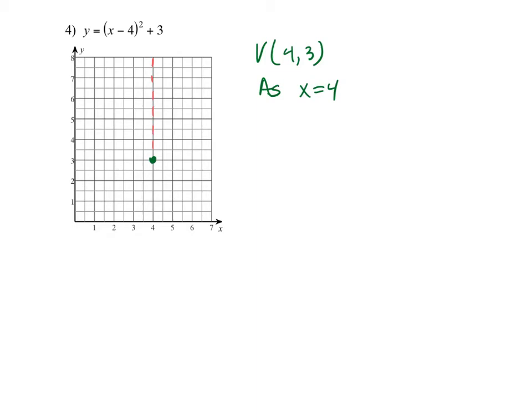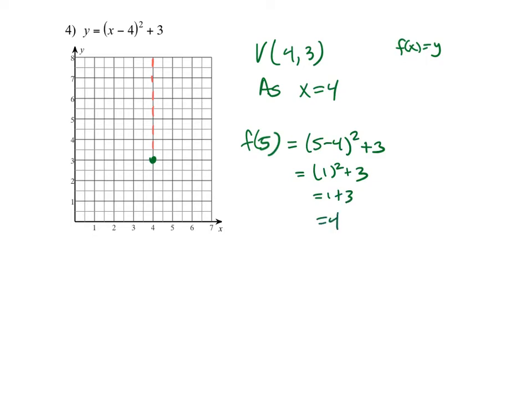Right, and I'm going to substitute 5. So I have f(5). Remember that f(x) is another way of writing y. It's the same as y. So f(5) means that I'm going to substitute 5 into the equation. So (5 - 4)² + 3. So 1 squared plus 3, 1 plus 3 equals 4. So from this information, I have the point (5, 4).